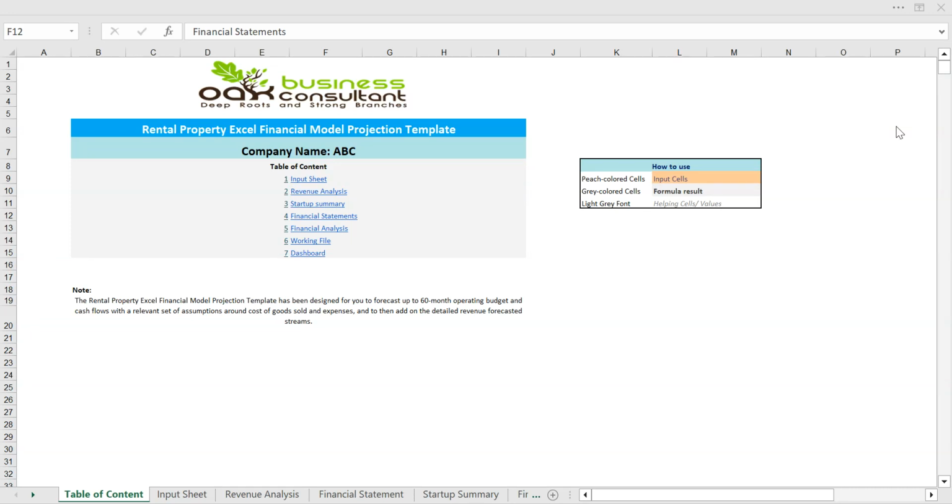Oak Business Consultant offers you another financial model projection template for rental property. It has been designed for you to forecast up to 60-month operating budget and cash flows with a relevant set of assumptions. So let's dive in.